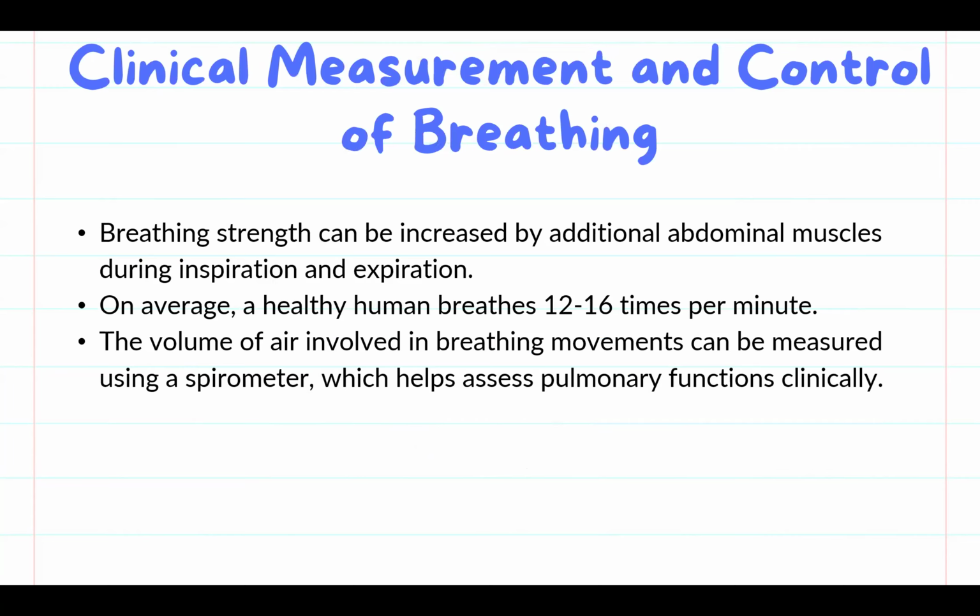The clinical measurements and control of breathing. Breathing strength can be increased by additional abdominal muscles during inspiration and expiration. On average, a healthy human breathes 12 to 16 times per minute. The volume of air involved in breathing movements can be measured using a spirometer, a device that helps assess pulmonary functions clinically.